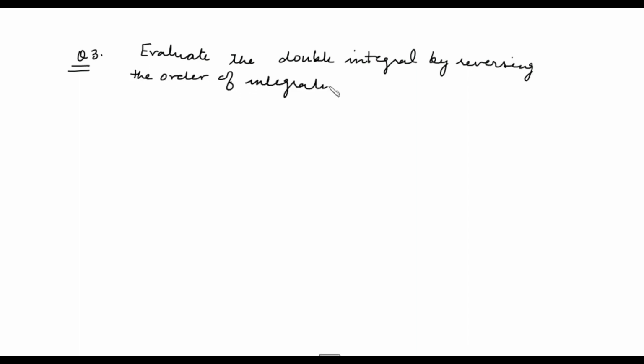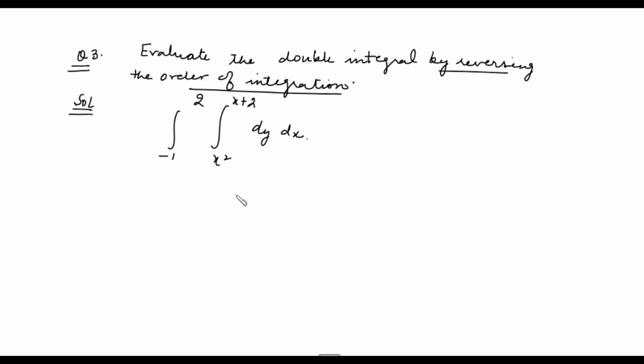So here the integral is given to us. We have to evaluate it by reversing the order of integration. Let's suppose this is given to us: x from minus 1 to 2, y from x square to x plus 2, with respect to y first and then x.